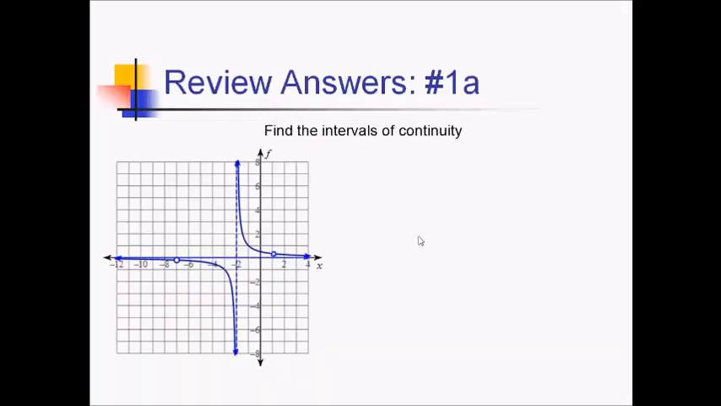For this problem, we're trying to find intervals of continuity for this graph. Let's begin by finding the discontinuities and leaving those out. So we see that we have a removable discontinuity here at -7 and at +1. We also have an infinite discontinuity, an asymptote, here at x equals -2.